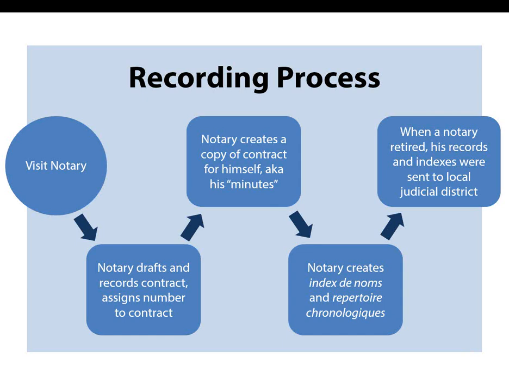From these minutes, the notary was required by law to create a name index and a chronological repertoire. These two sources work in conjunction with one another, and they help the user navigate the records of the notary in an efficient way. Later in the presentation, we'll be taking a closer look at an example of a name index as well as a repertoire. And then when a notary retired, his records and indexes and repertoires were sent to the local judicial district where they were archived.